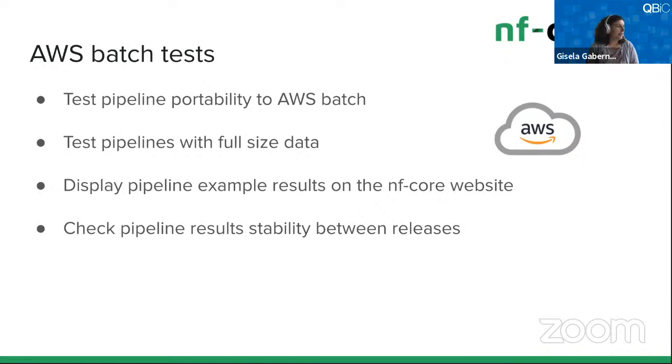Some additional advantages of having this AWS Batch test set up is that we can then display on the nf-core website example results of each of the nf-core pipelines running on full-size data. And additionally, we can also check that between the different releases, the pipeline results remain stable when that's desired.